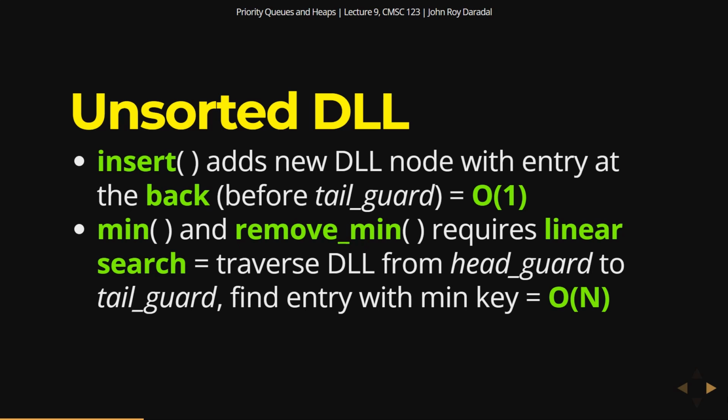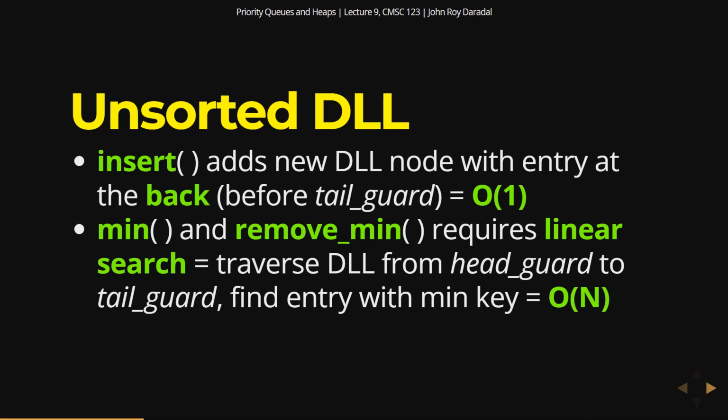The other 2 methods are min and remove min. These 2 actually require linear search. Why is that? Because since your DLL is unsorted, you need to know where the minimum entry is, right? So the entry with the smallest key. But since it's unsorted, you have to actually find it throughout the DLL, right? So you need to traverse starting from the head guard all the way to the tail guard to find the entry with the minimum key.